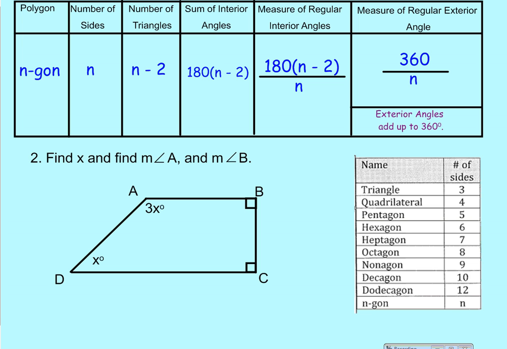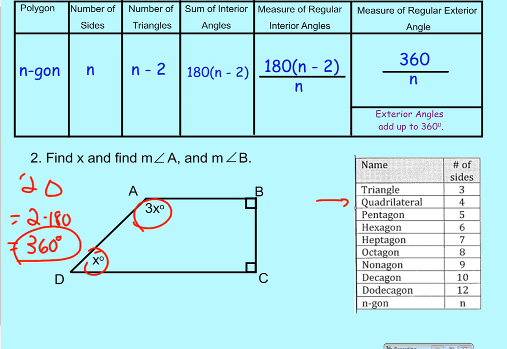So we have got a 4-sided figure. That is a quadrilateral. That is 4 sides. That is 2 triangles. So that means my sum is 2 times 180. That means my sum is 360 degrees. So that means that this and this have to add up to 360 degrees. All right, by rule, it's a quadrilateral, has to follow that side.